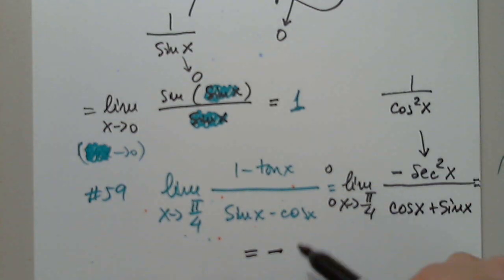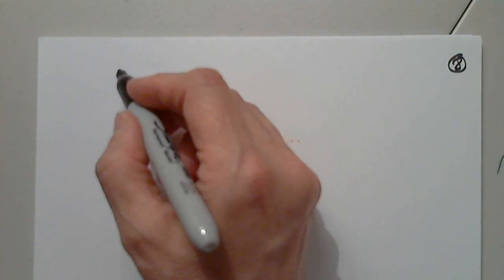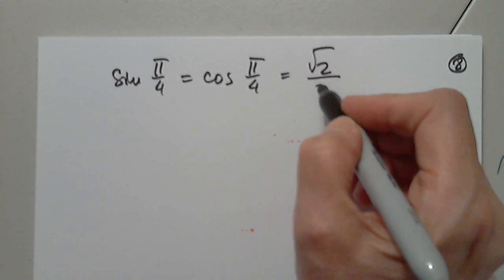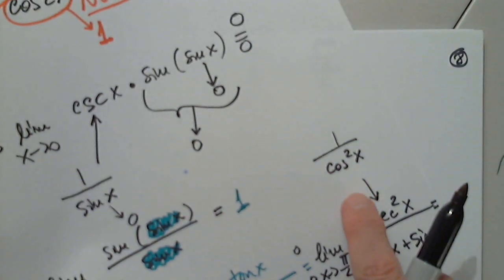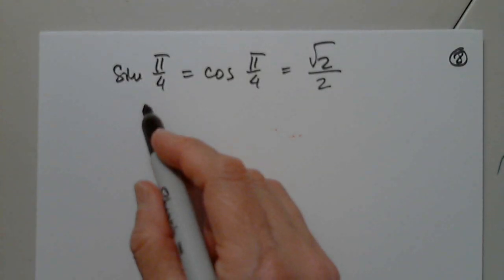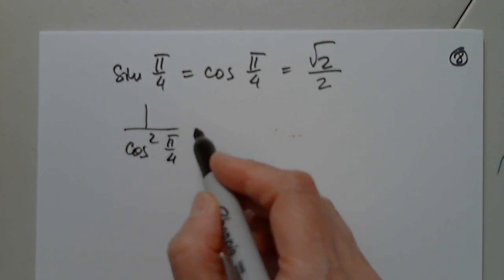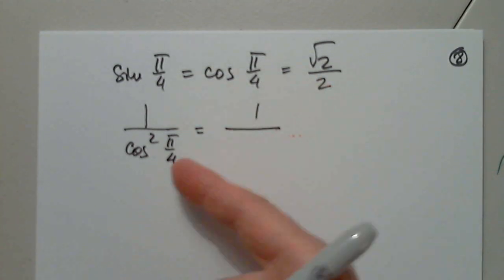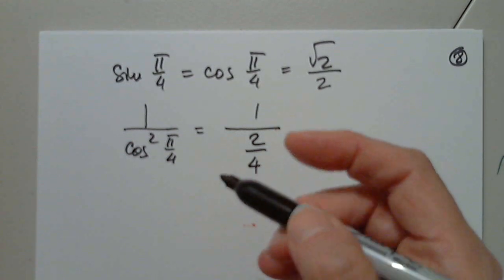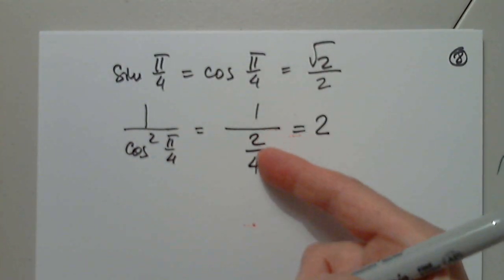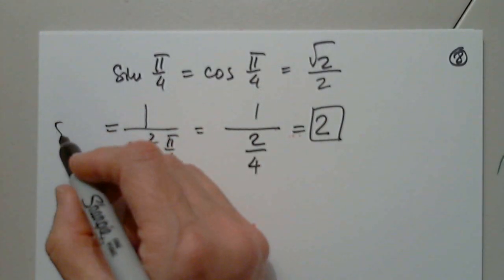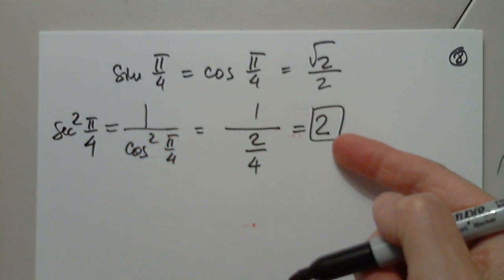Cosine pi over 4, I'll come back to this, I need more room. So please remember, this is my page 8, okay? Sine pi over 4 equals cosine pi over 4 equals the square root of 2 over 2. So when we look at 1 over cosine squared of pi over 4, we have 1 over this squared, so it's 2 over 4, which is 1 over 2, and when I flip, I get 2. So this is secant squared pi over 4, which is 2.